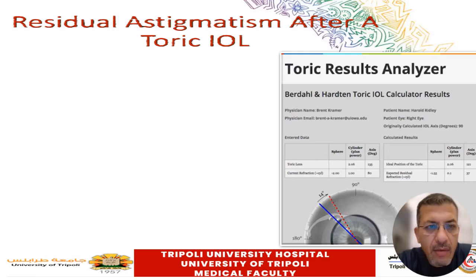Now there is another important calculator for the residual astigmatism after toric IOL. Suppose you implant a toric IOL and by mistake you have a residual astigmatism, either because of wrong calculation or from misalignment. How do you know whether your lens is rotated or not?